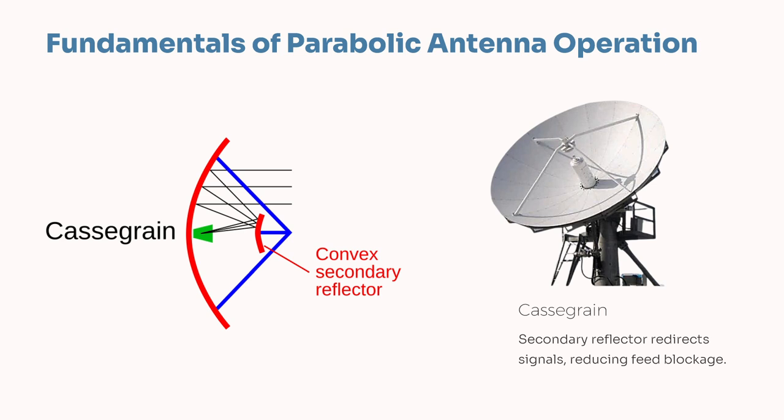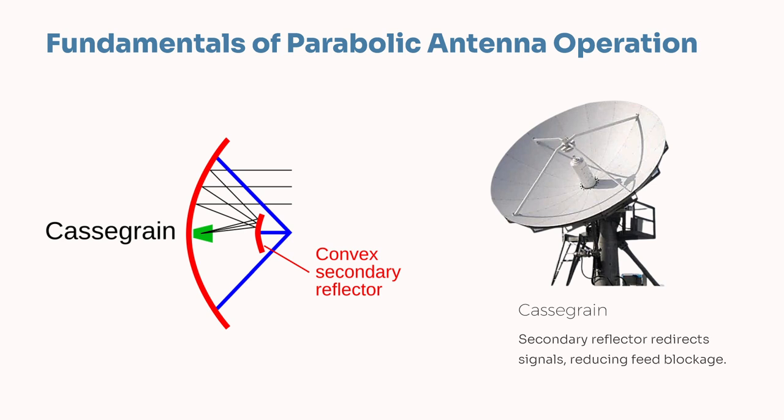Feed and signal path. In this setup, the feed, often represented by the green arrow, is located at the back of the primary reflector, rather than at its focal point. Incoming parallel rays, such as from a distant source, first hit the primary reflector. They are then directed toward the secondary reflector, which further reflects the rays back toward the feed at the back. The secondary reflector modifies the path of the rays, redirecting them toward the focus point at the feed, where they converge.